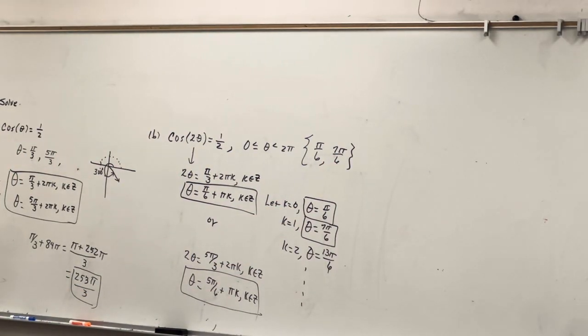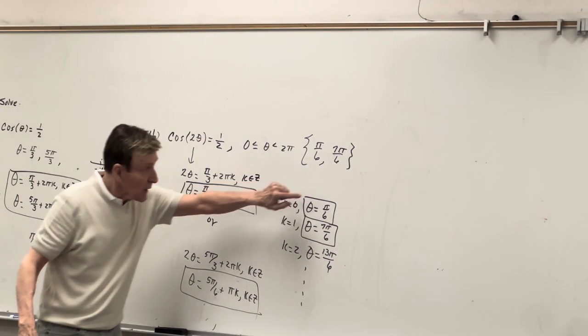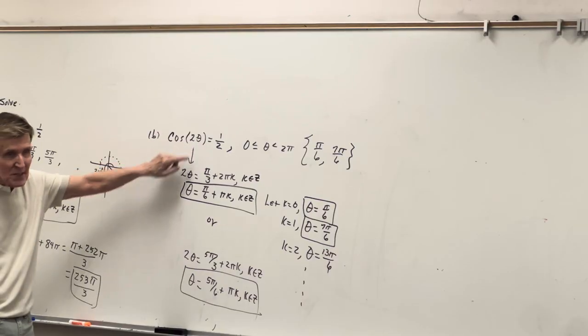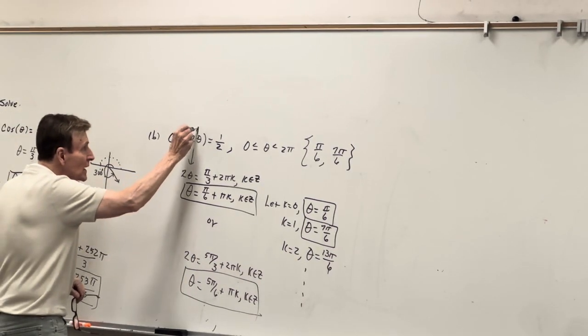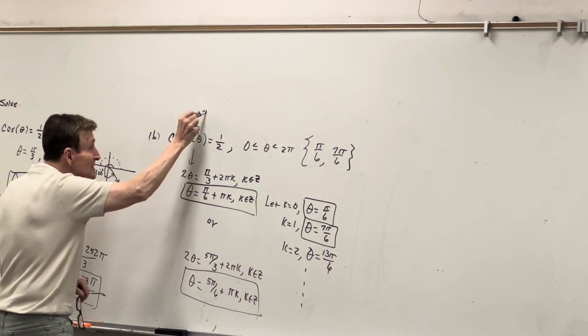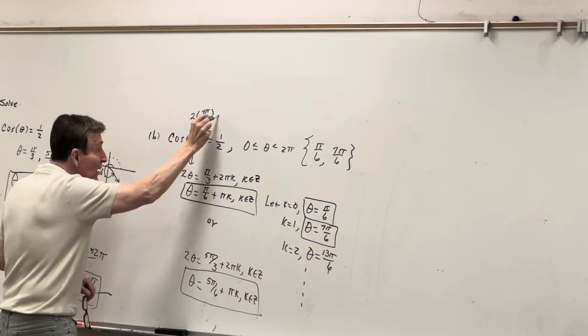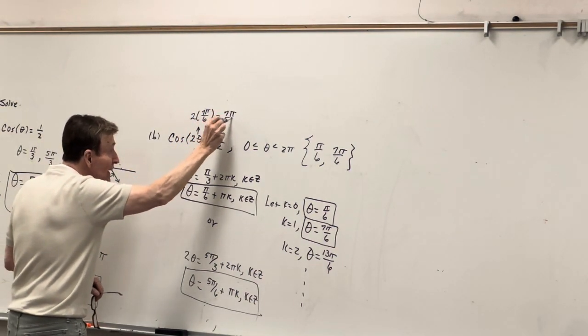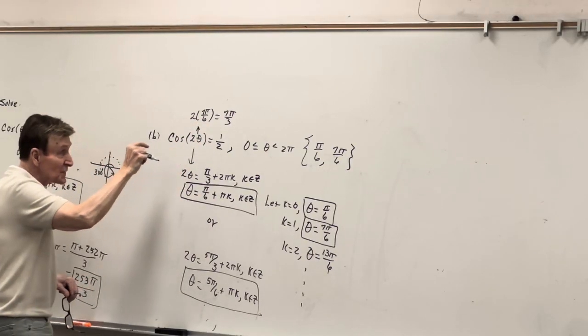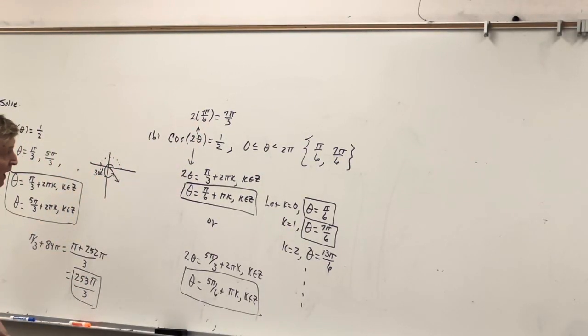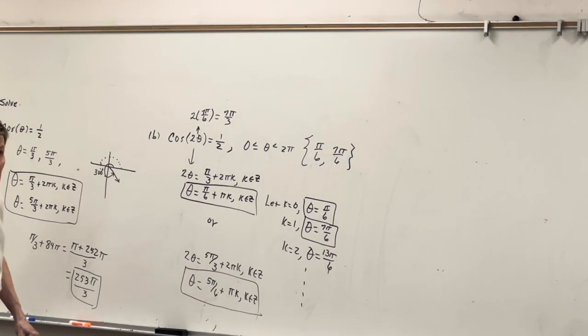Okay. Just quickly, let's check 7 pi over 6 with your help. If I replace theta by 7 pi over 6, that's 2 times this, which I think gives me 7 pi over 3. Would you find the cosine of 7 pi over 3 and see what the value is? Just regular cosine of 7 pi over 3. 1/2. Checks.